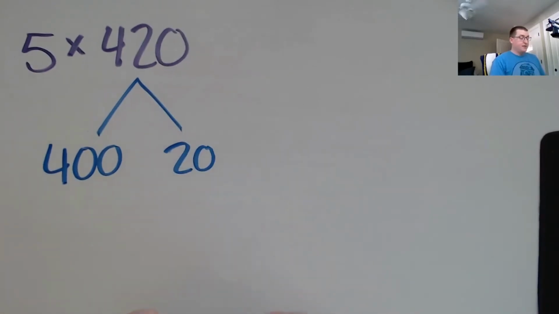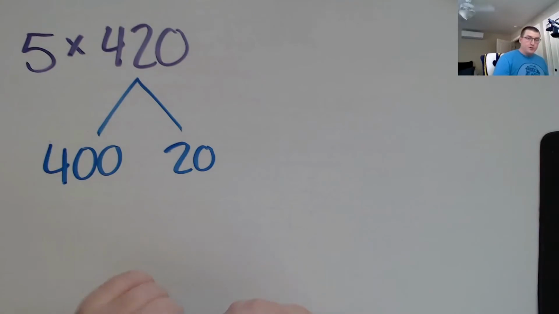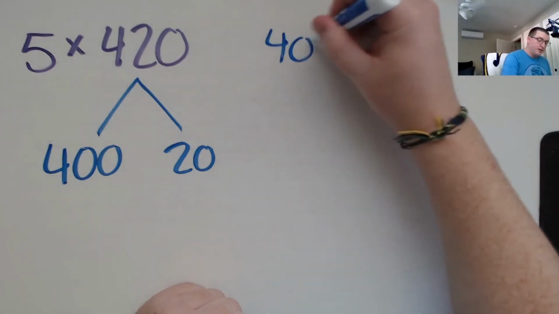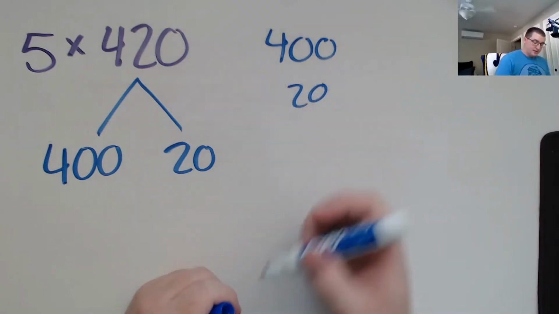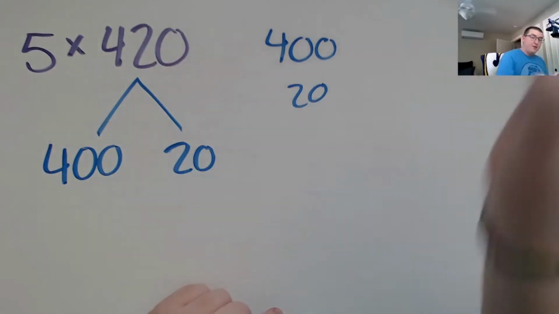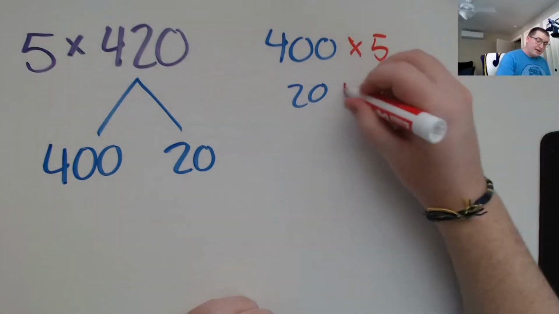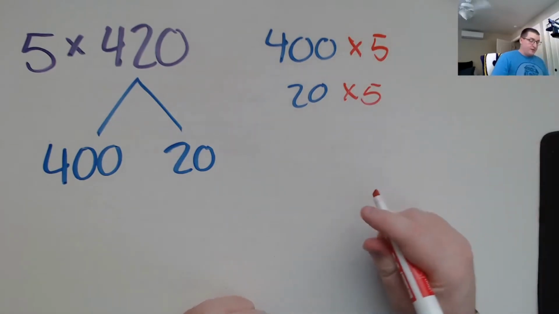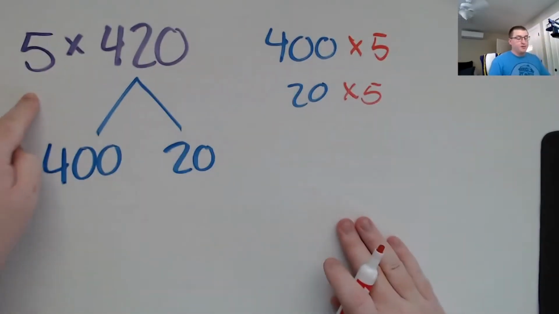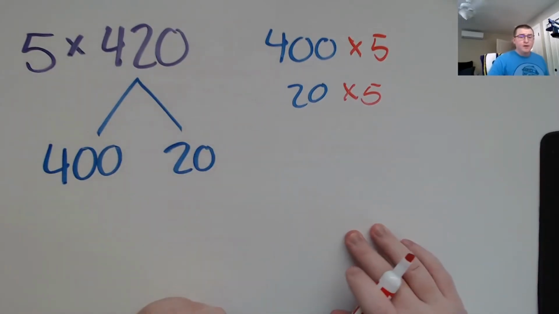Now, I have these 2 numbers. And technically, they're both multiplied by 5, right? So let me write them on the side here a little bit differently. I'm going to do 400 and 20. Again, still our same number here, just split up. Now, I'm going to multiply both of those by 5. So I'm going to do times 5 and times 5. Because again, overall, 420 is multiplied by 5. So if I multiply 400 by 5 and 20 by 5, I still get the same thing.